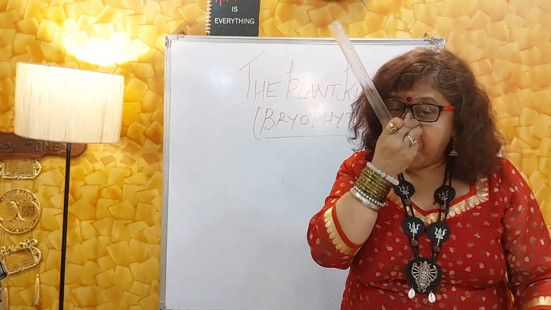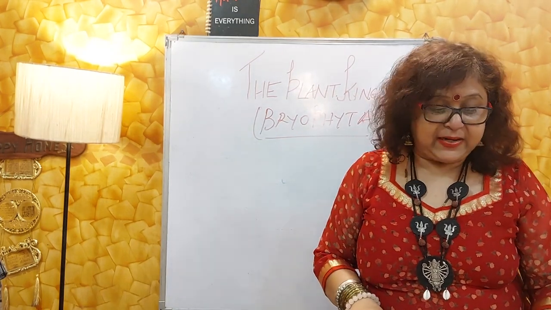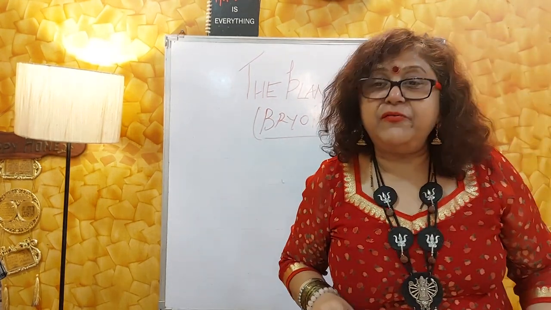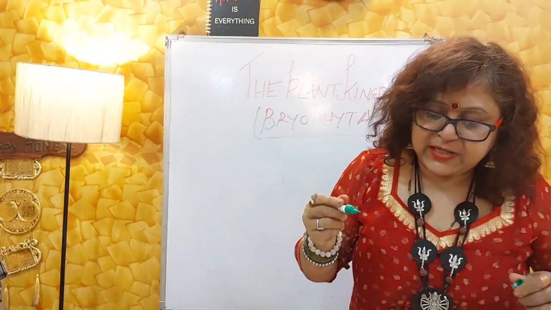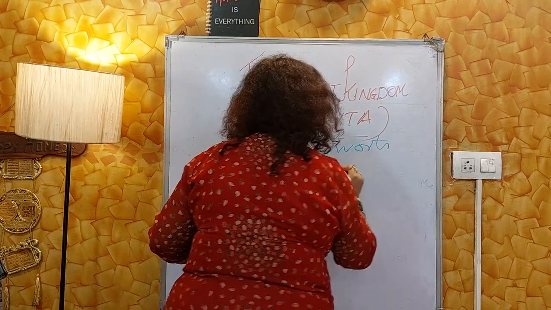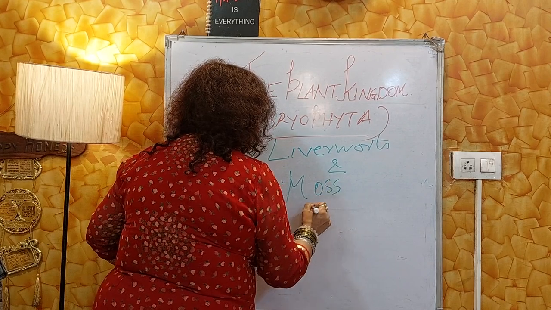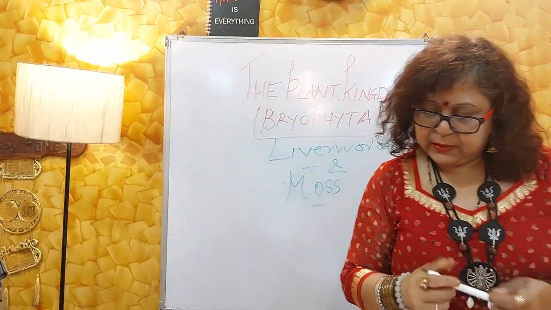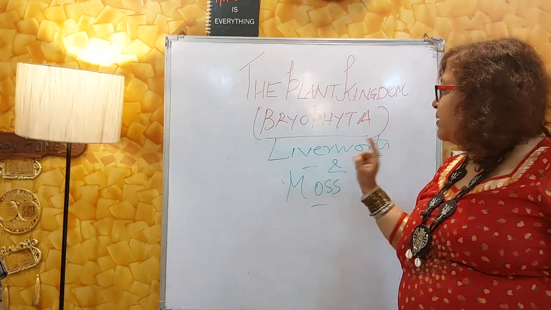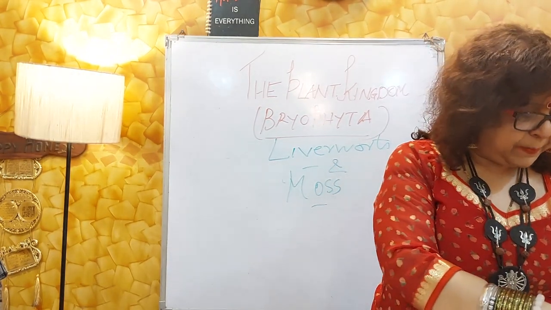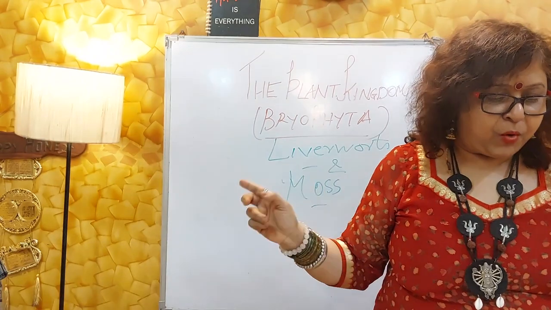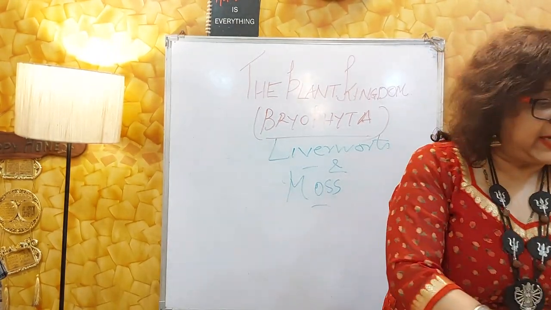Okay, that is all. Now we come to the classification of Bryophyta. It is given in your book. It is of two types, page number 35. They are liverworts and mosses. Now, the example of liverwort: Marchantia is the example of liverwort. The figure is given in your book, again on page number 34. And Funaria is the example of moss. That is given again in your NCERT textbook, page number 34.